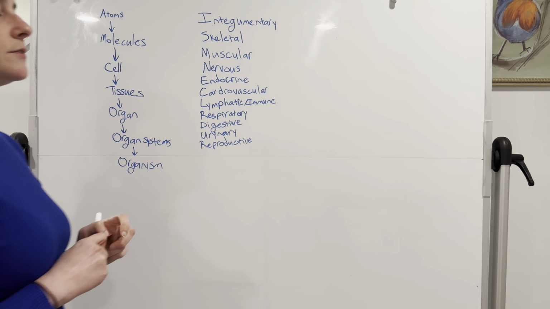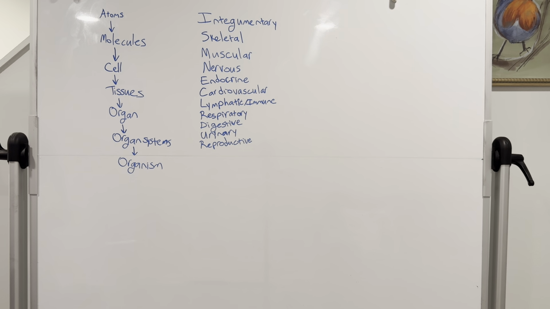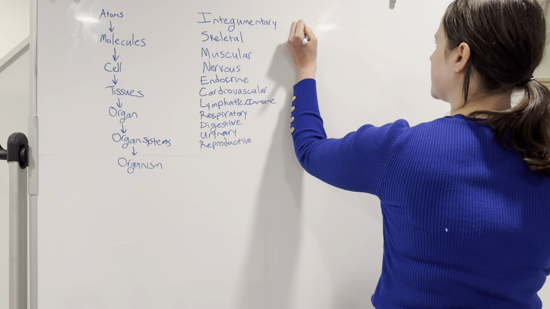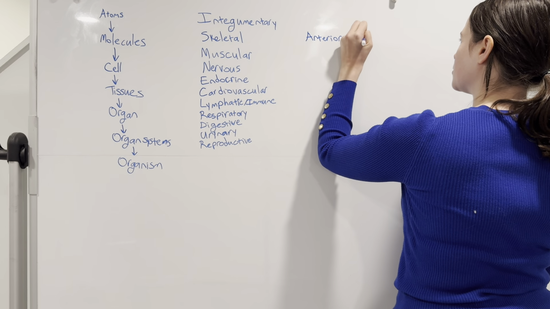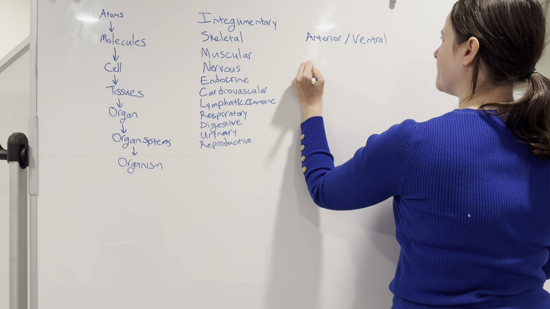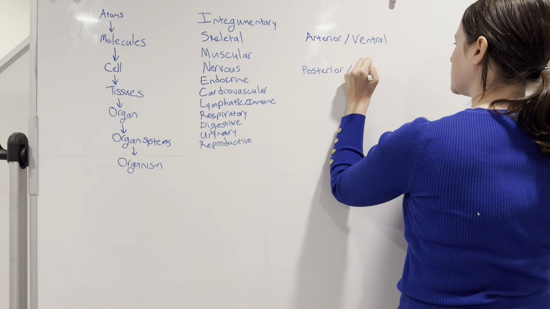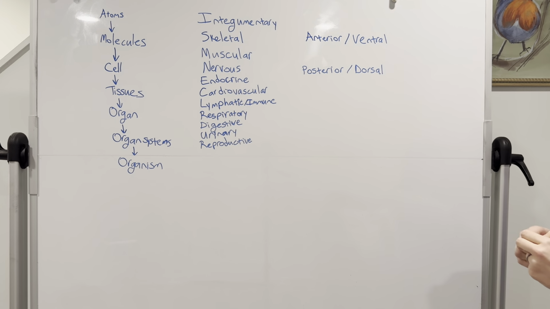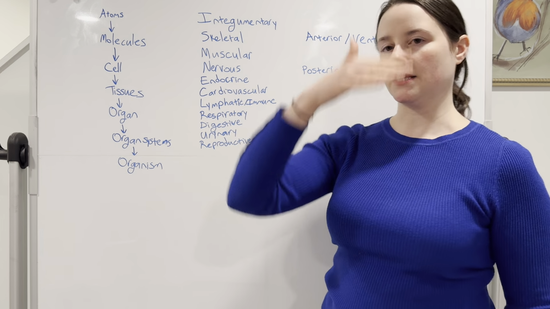We have 4 other terms that are kind of similar to each other but differ based on if you're talking about a human or a 4-legged animal. So let's go through those. So anterior and ventral, and then posterior and dorsal. All right, so in humans, anterior and ventral mean the same thing. It's the front side of something, okay?